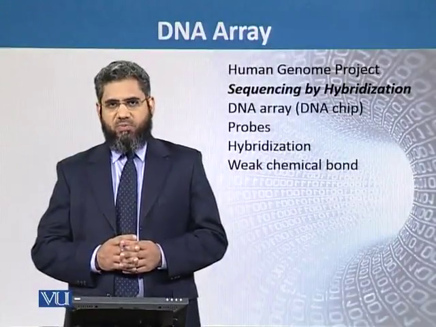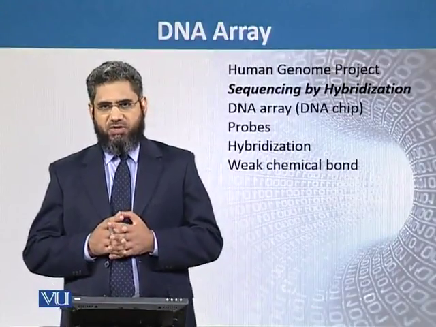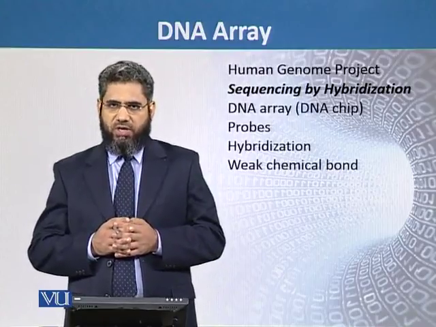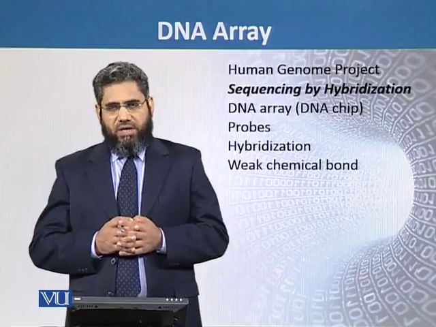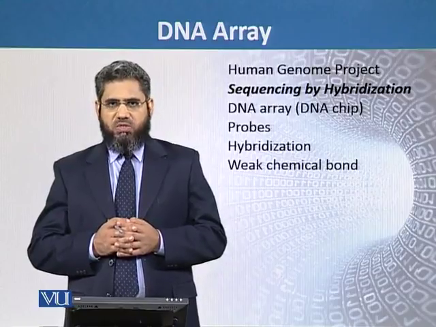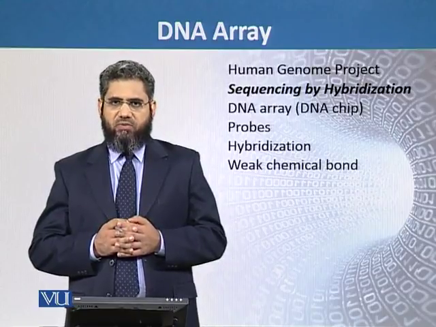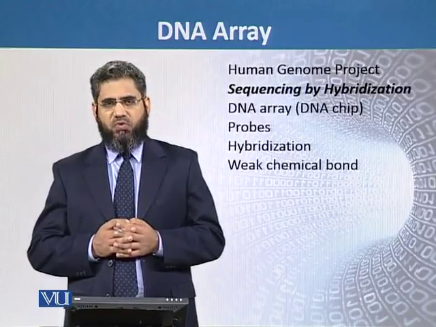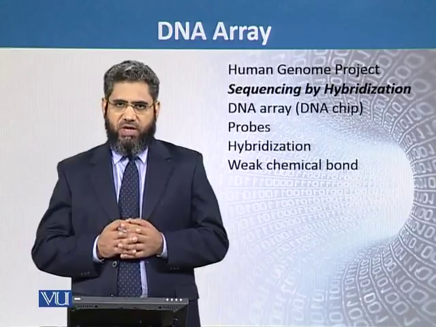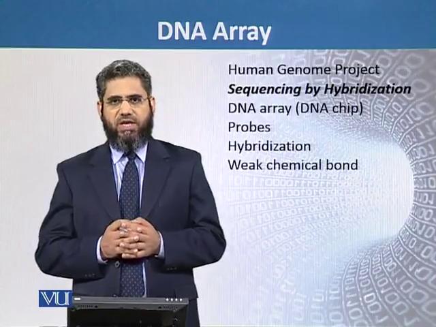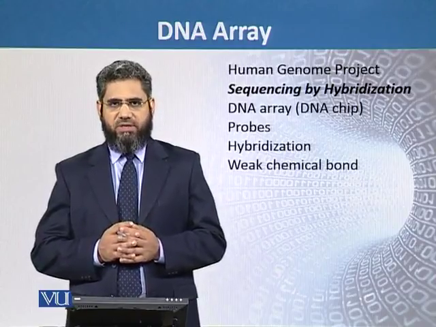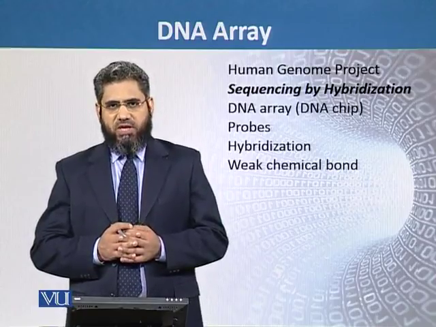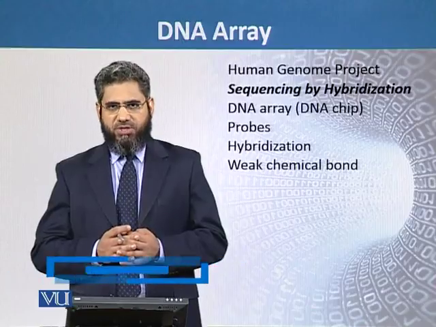When the Human Genome Project was started in 1988, the process of sequencing was used routinely. That process of sequencing was very time consuming and very difficult. But in 1988, four different groups working on sequencing proposed a different method, known as sequencing by hybridization.